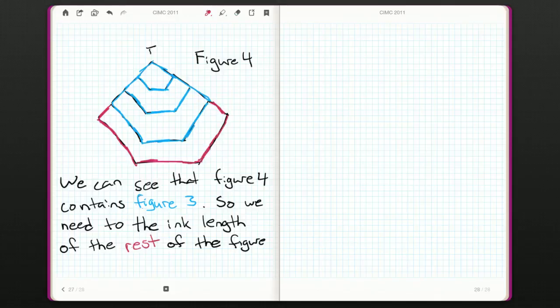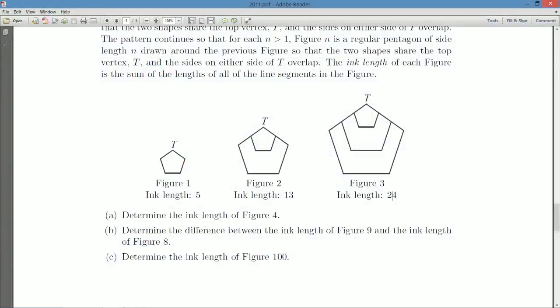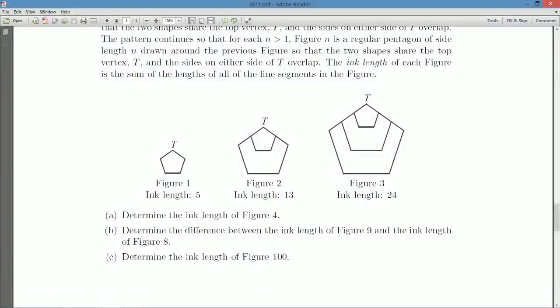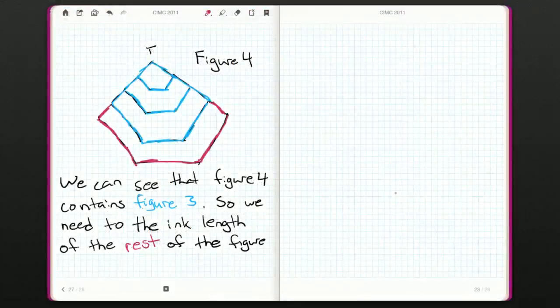Well, we've reduced it to a much simpler problem. We're not counting up pentagons and overlapping little bits. We're taking what we know about figure 3. And what do we know about figure 3? We know figure 3 has ink length of 24. So we would just need to add that 24 on to the remaining ink length. So we just need to figure out the rest of this figure right here.